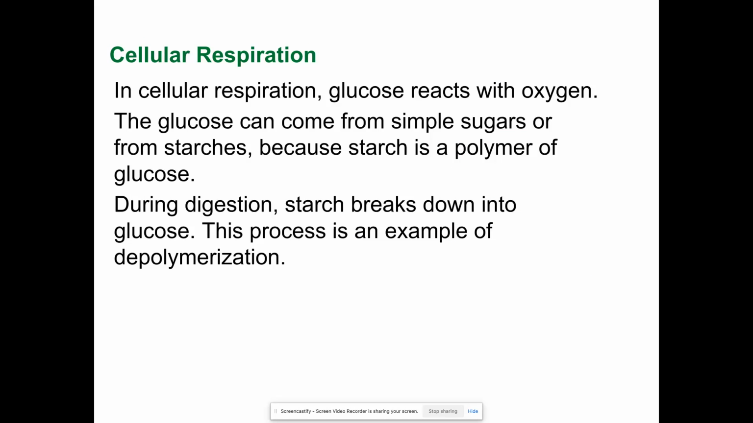So in cellular respiration, glucose reacts with oxygen. Glucose can come from simple sugars or starches because starch is a polymer of glucose. During digestion, starch breaks down into glucose. This process is an example of depolymerization. Whew, that's a lot to say in one breath.